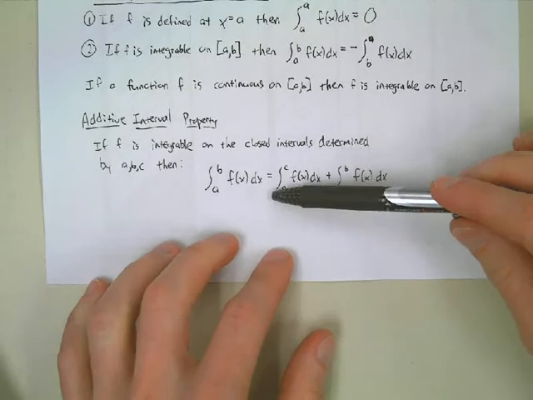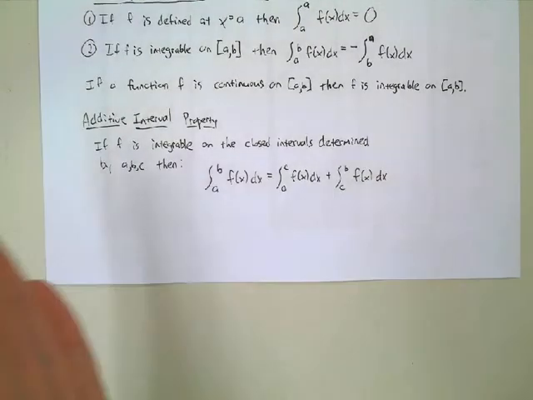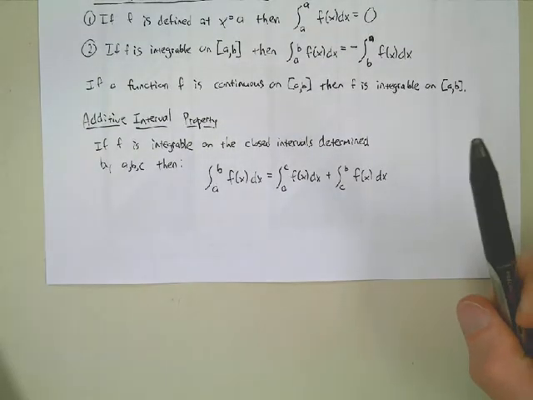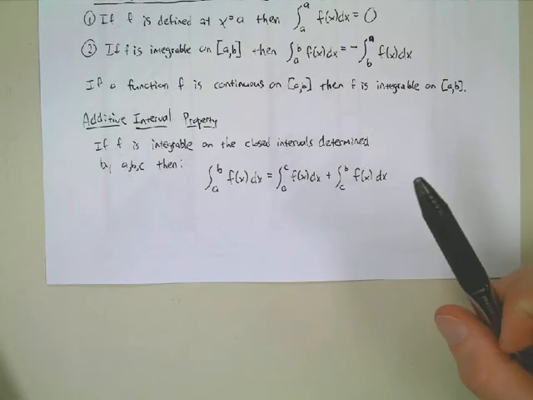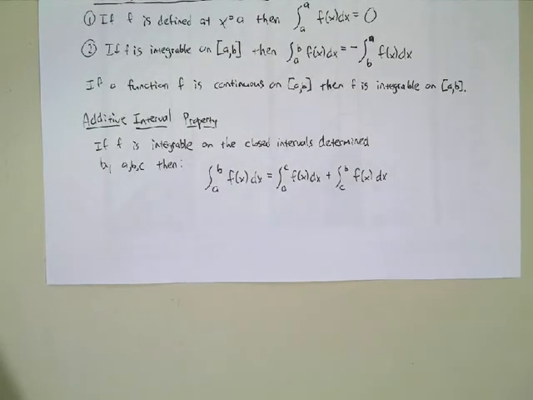Notice here, we are not told that C has to be between A and B, and in fact it does not have to be between A and B. C can be outside of those two, and this still will hold true, okay? This will always hold true. So C does not have to be between A and B. All right, I'll give you a quick example here, and this is our last.